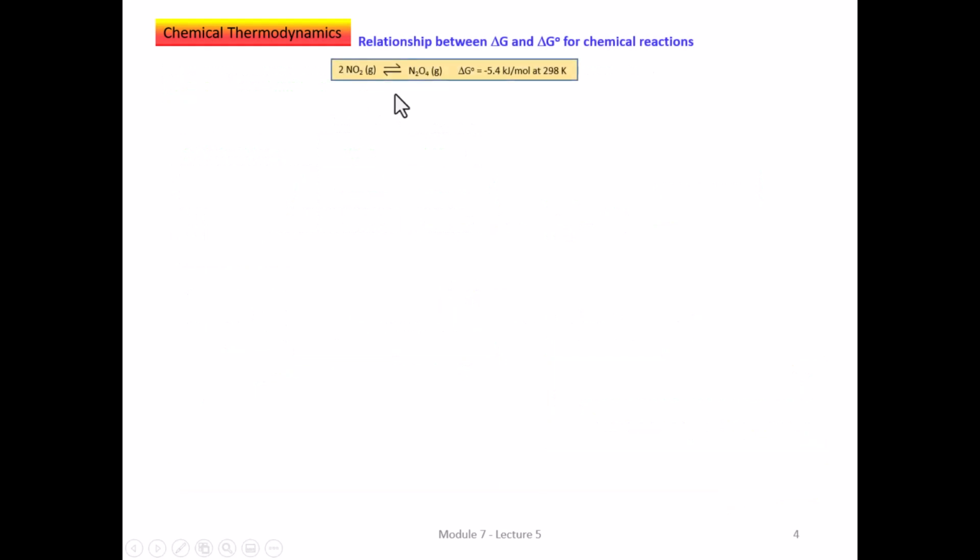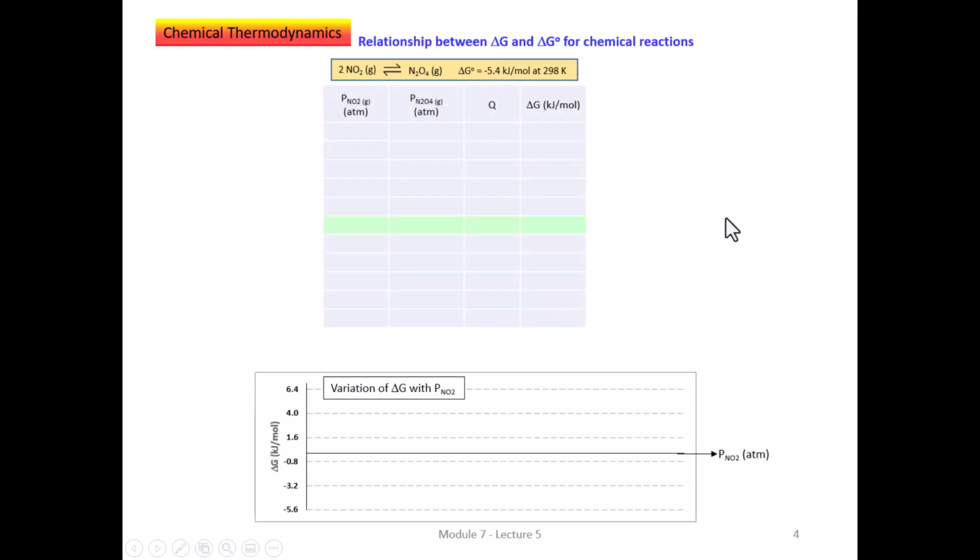What I've done here is I've written the equilibrium at the top in this orange text box and reminded you that the standard delta G is minus 5.4 kilojoules per mole at 298. And now I've introduced what looks like a fairly complicated table and an empty graph down at the bottom. And let's just start filling in the numbers here, and we can explain this as we go along. So what we're going to do is we're going to start at standard conditions. 1 atmosphere of NO2, 1 atmosphere of N2O4. So we're starting at standard conditions.